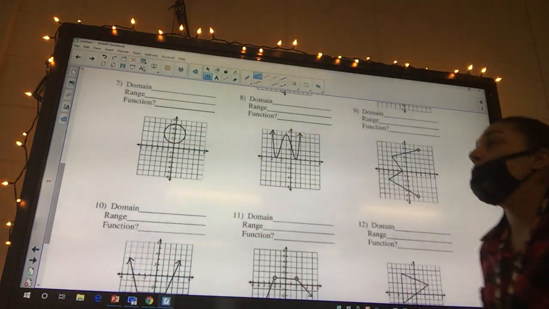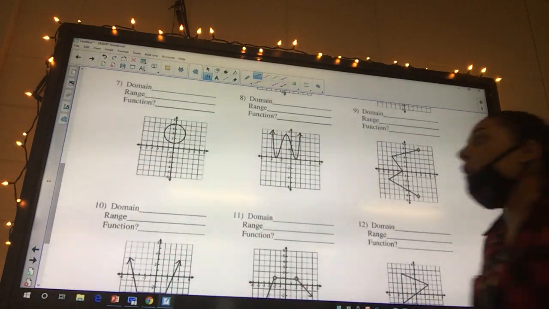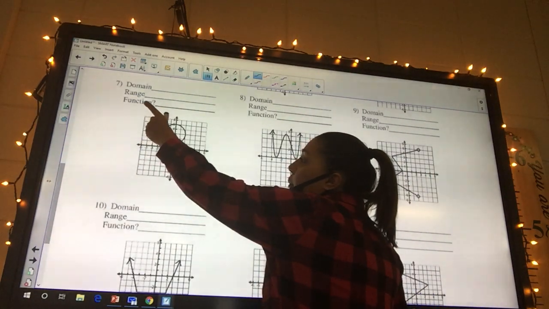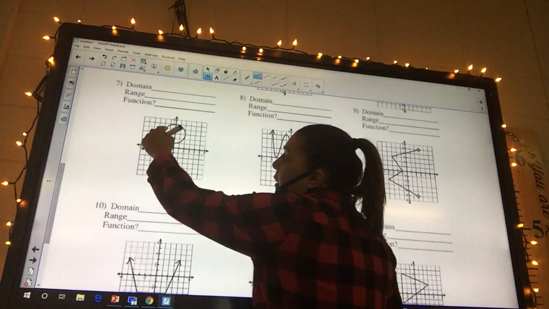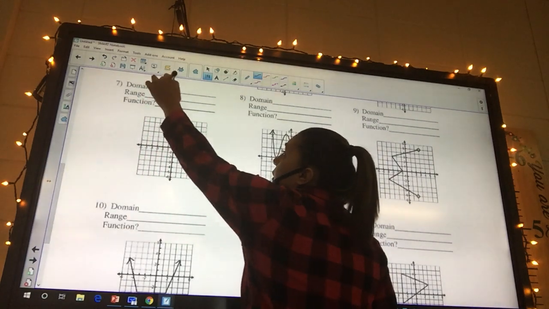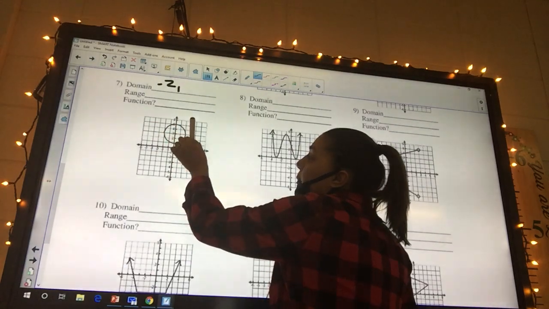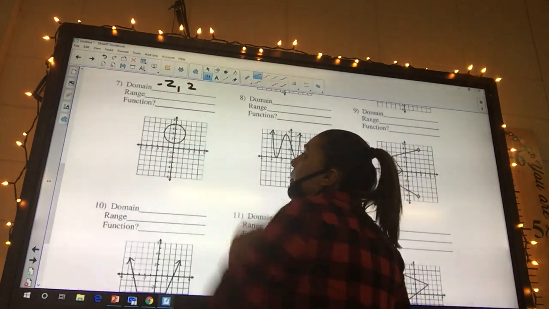Okay, so 7, the domain. We're gonna start out. We're gonna use our pencil. I'm gonna start going. Boom! I hit part of the graph, so it's gonna start at -2, and then we keep going, and we go, and we go, and we go, and then the last part of the graph I see is +2.